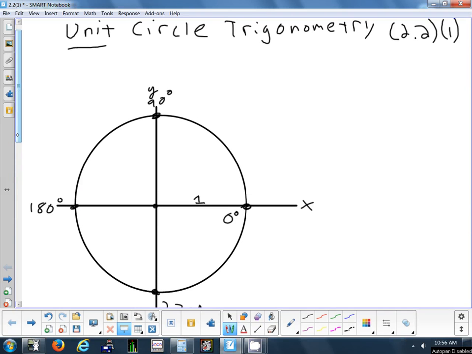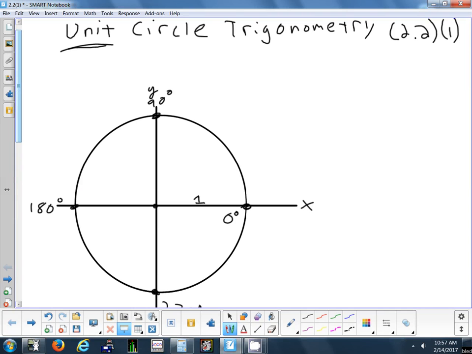Okay, and the main idea with unit circle trig, I can explain it just by drawing this diagram. So what I've drawn is an x and a y axis, and I drew a circle with its center at the origin. And the circle also has a radius of 1 unit. And having a circle with a radius of 1 unit, that's what makes this a unit circle.